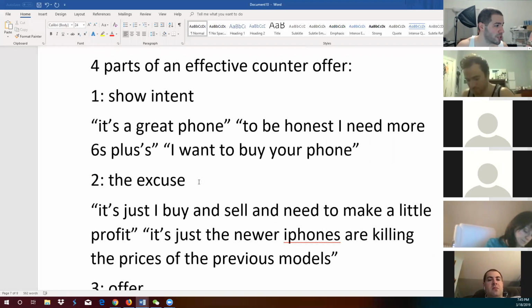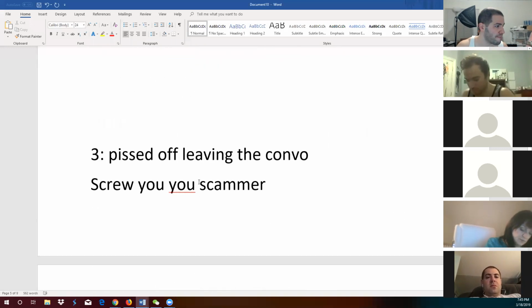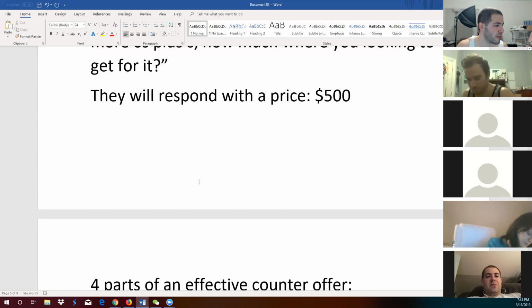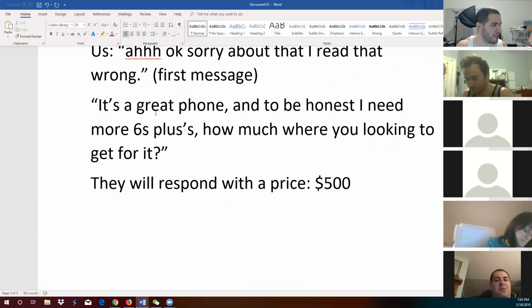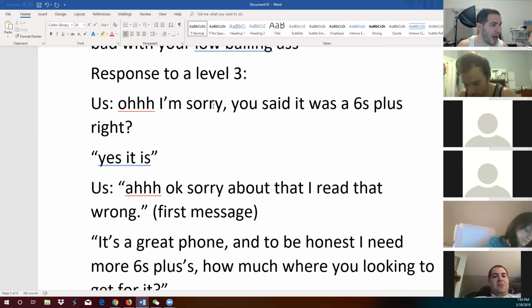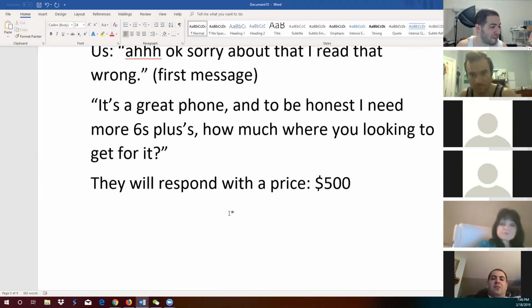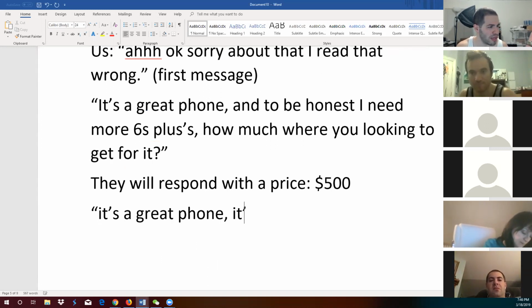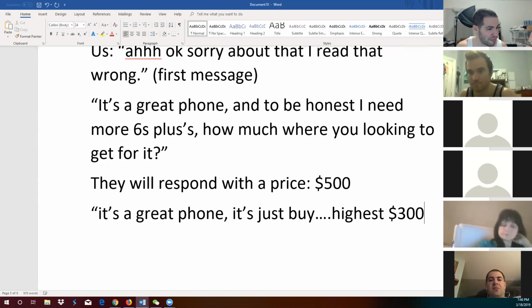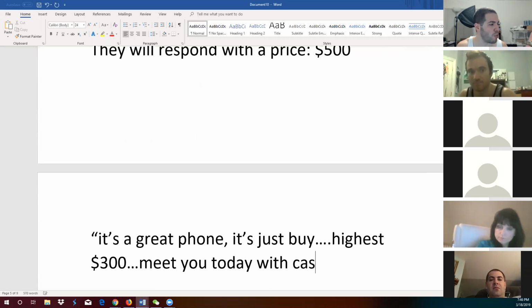Let me show it to you. We're going to go back up here, and we're at these levels right here. So now we're at level 3. And you said it was a 6S Plus, right? Yes, it is. Okay, sorry about that, I read that wrong. It's a great phone, and to be honest, I need more 6S Pluses. How much were you looking to get for it? They said 500. We wouldn't want to say, it's just that I buy and sell, need to make a little profit, highest I can go is 300, I can meet today with cash. We wouldn't want to say that.